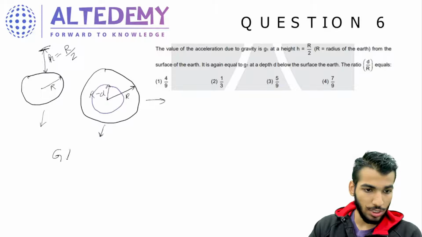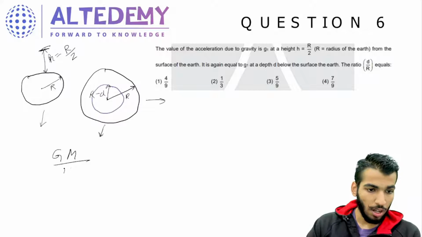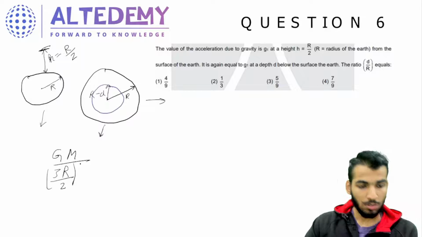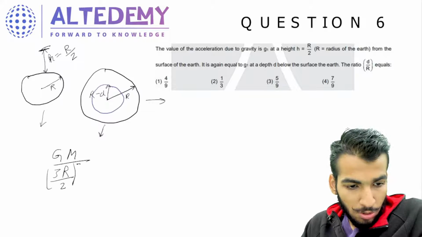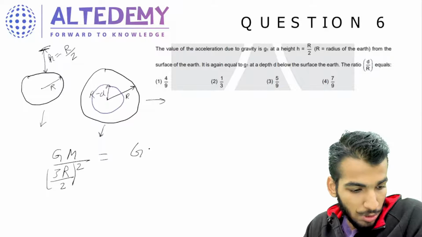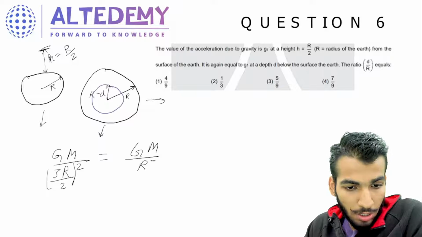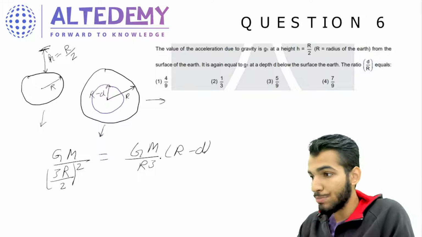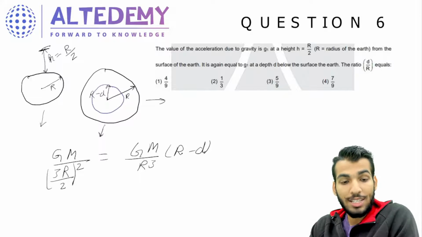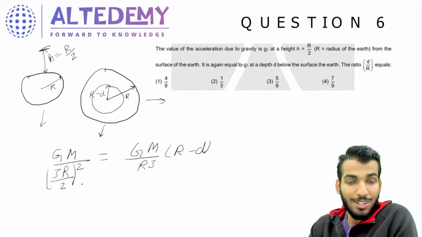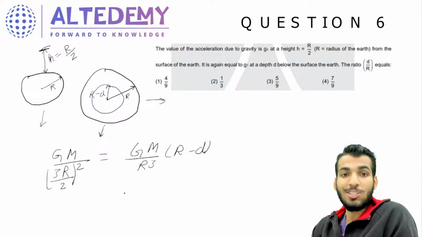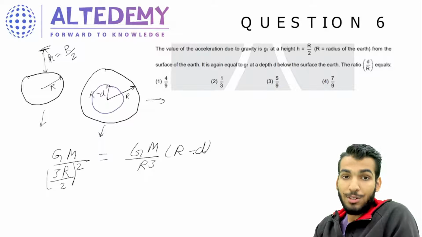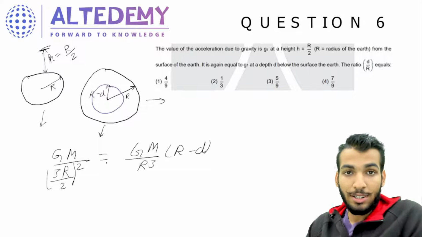GM by (3r by 2) squared shall be equal to GM by r cubed times (r minus d). Now look at this. The units will make sense, because this comes out to give you length, and this is length cubed, so the thing in the denominator should be length squared. So that one degree will cancel out.